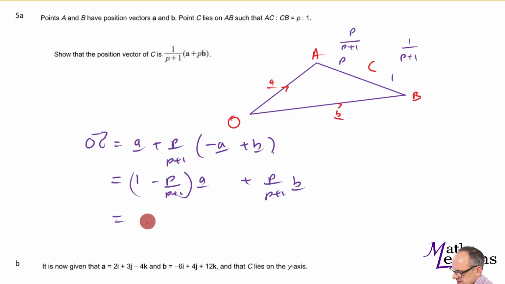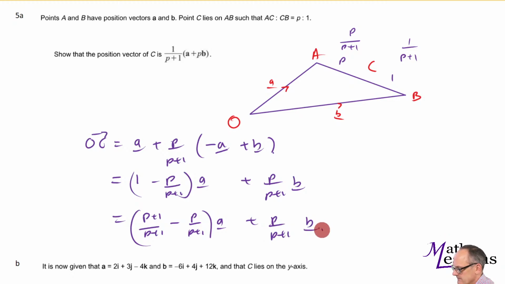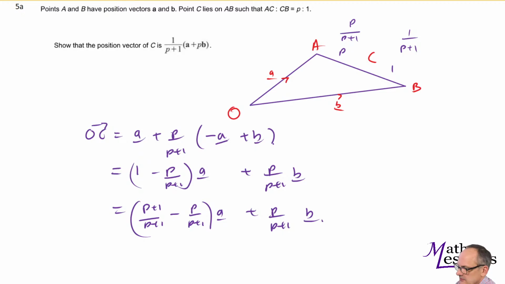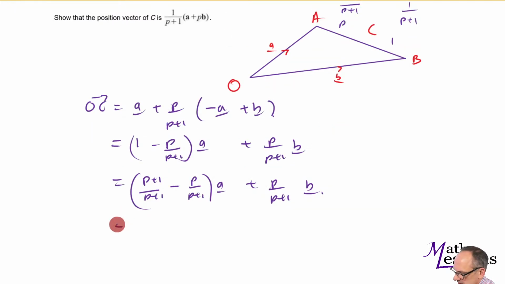And what I'm going to do is write this as a single fraction, so that's going to be p plus 1 over p plus 1. 1 is p plus 1 over p plus 1, minus p over p plus 1. I'm getting a common denominator here for that. And I'm just going to leave this bit here. And I'm going to get myself some more space. Just scroll down a little bit. Okay, so we take this away from this. The p is going to cancel.